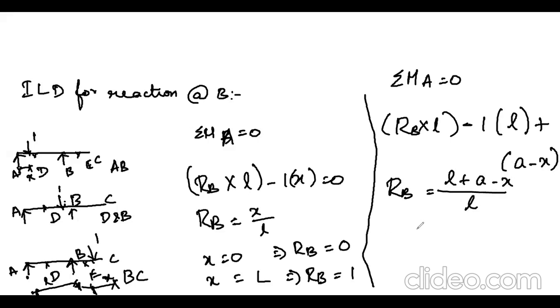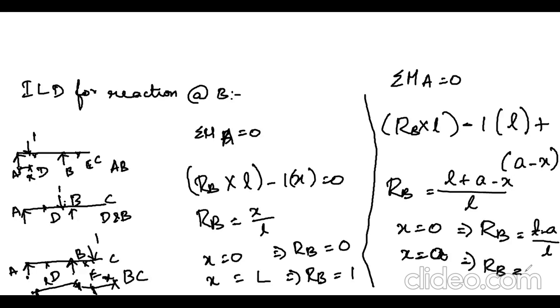Now again I am going to apply the value of X equal to 0 and X equal to A. When X is equal to 0, the value of RB will become L minus A divided by L. When the value of X is equal to A, the RB value will become 1. A means this point. I'll show it in a different color.